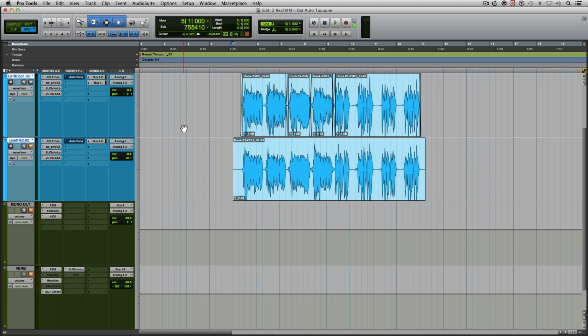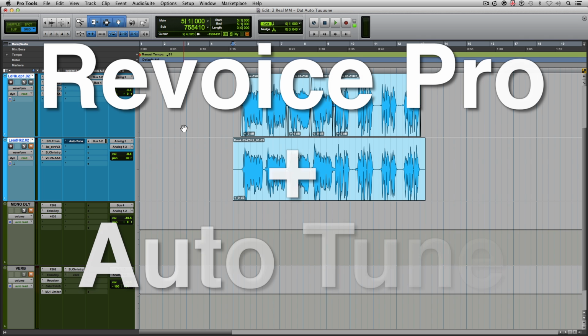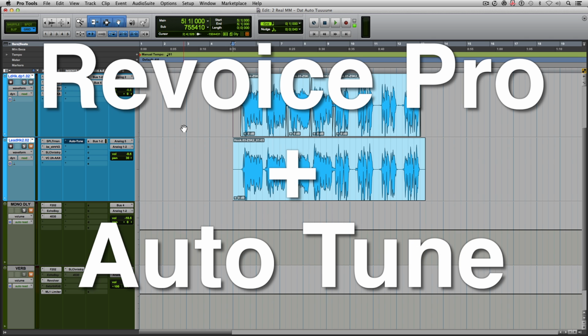So in this particular example here, I have a rapper who also sings, and this is the hook of the song, which he's singing in. Now, what I did in this particular instance to get this hard tune effect was using two tools. The two tools that I used were Revoice Pro and Auto-Tune.